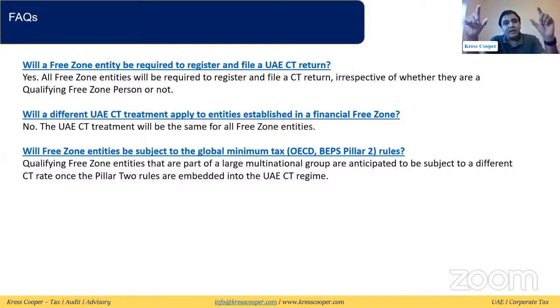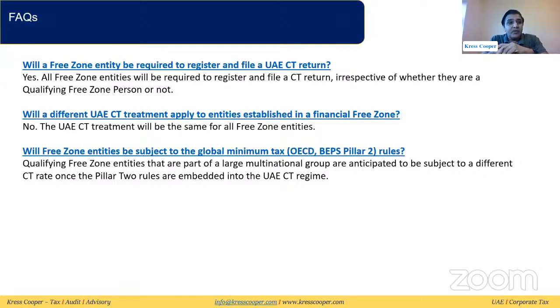No, they have not given that classification. They have not given a different bifurcation in between the free zones. They have used the word free zone. So financial free zones are free zones, normal free zones are free zones, mainland free zones, all of this. Basically, they have no separate classification for the free zone. All free zones will fall under the same category, so they will be subject to tax as well. The entity established in the financial free zone will not be exempt or out of the scope from the corporate tax.